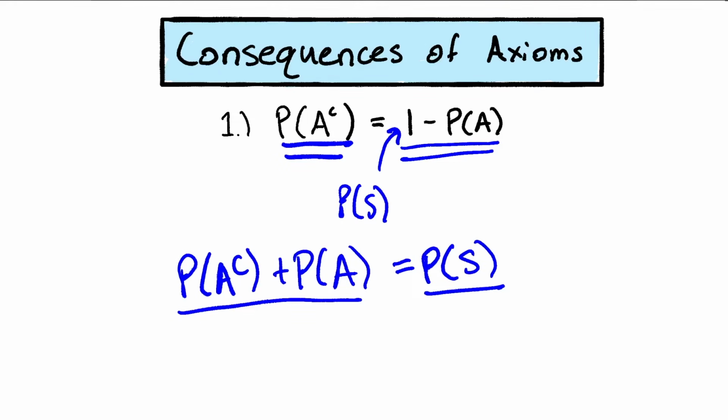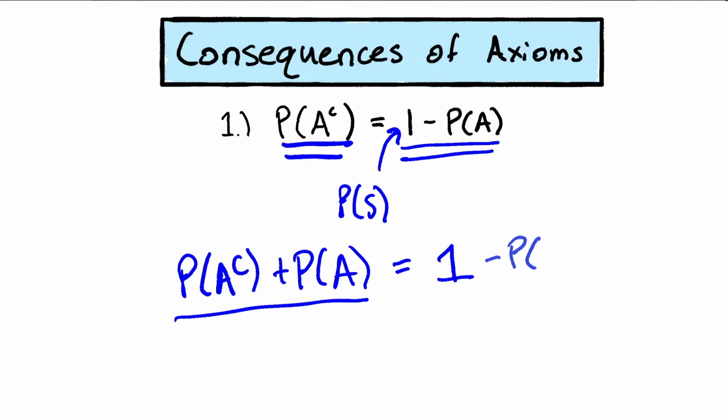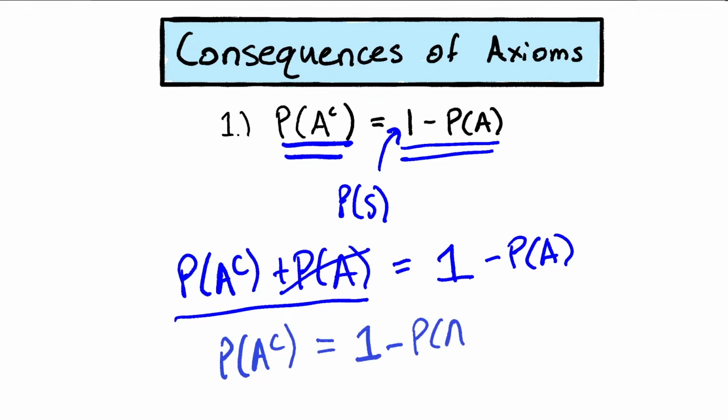Because if you add the event that A occurs plus all the events that A doesn't occur, that's all the possible events. So this term right here equals 1. And if we do a little bit of rearranging and subtract the probability of A from both sides of this equation, we're left with the probability of A complement equals 1 minus probability of A. So this is an important equation that you will continuously use in all of probability.